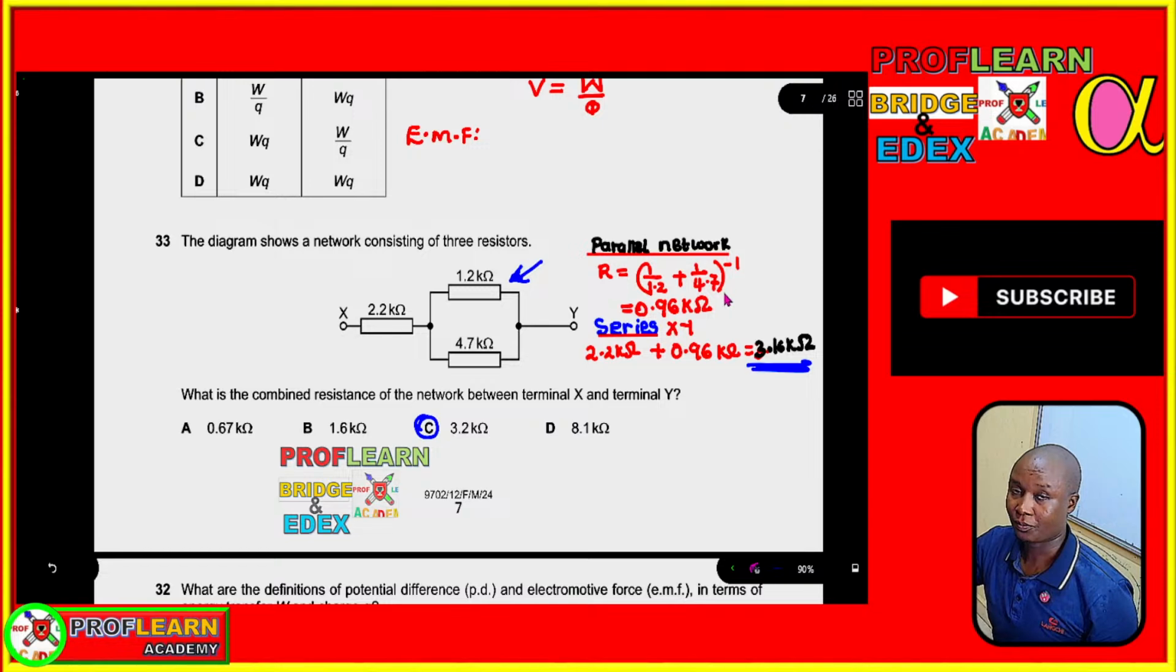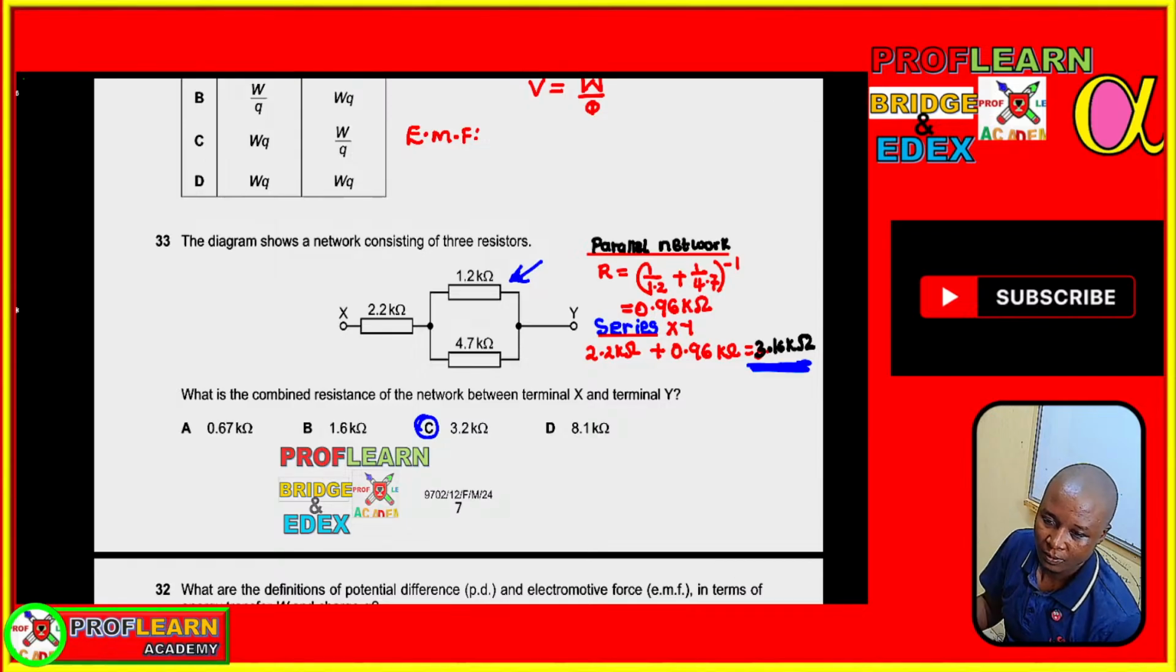Then since these two are in series with this, after getting this combination, we can add to this. So we are going to say 2.2 kilo ohms plus 0.96 kilo ohms, and that is going to translate to 3.16 kilo ohms. Right. Okay, so that is basically what we are going to do at that given point.